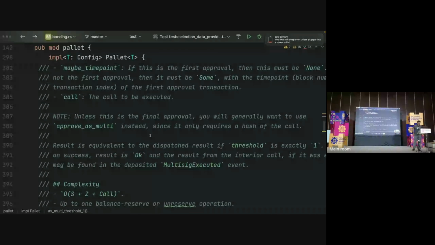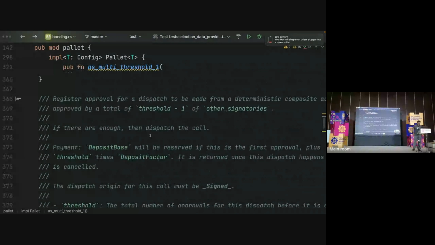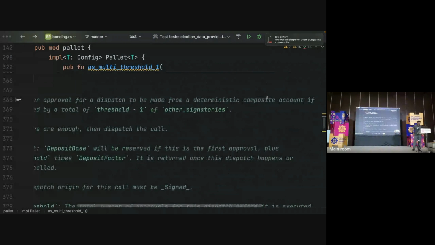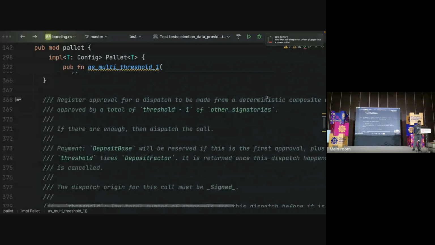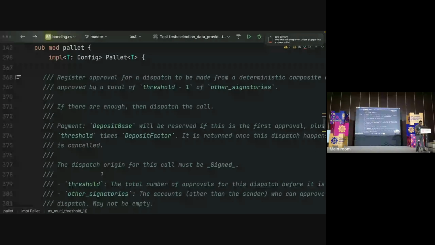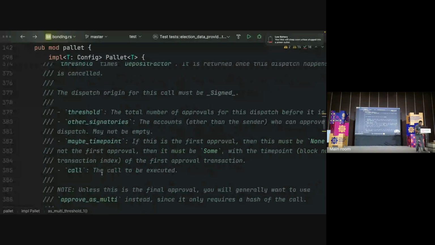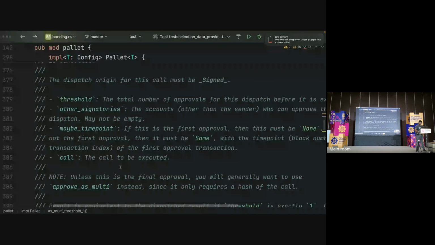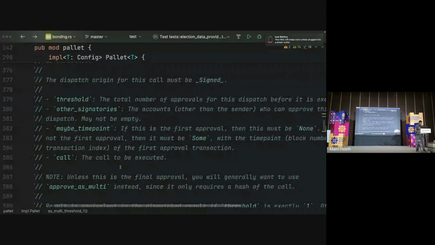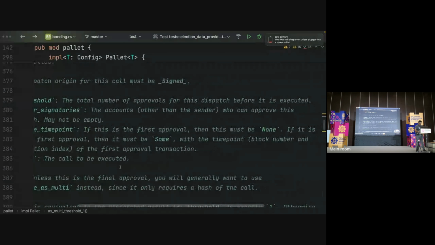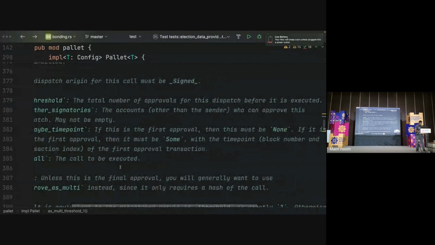Let's look at the documentation again. Registered approval for a dispatch to be made from a deterministic composite account if approved by a total of threshold minus 1 of other signatories. Yeah, okay, this is promising. You have a threshold, you have the time point of the first approval. If it is the first approval, this is none. If it is not the first, then it will be some: the time point, block number, and transaction index.